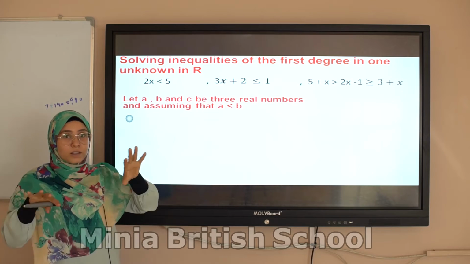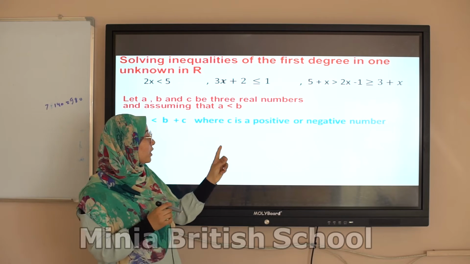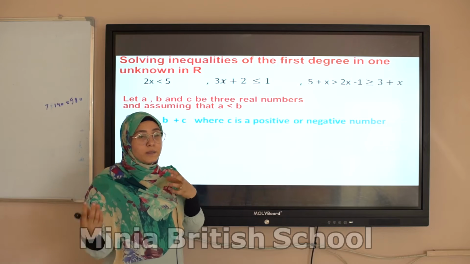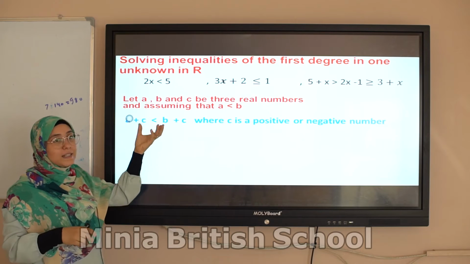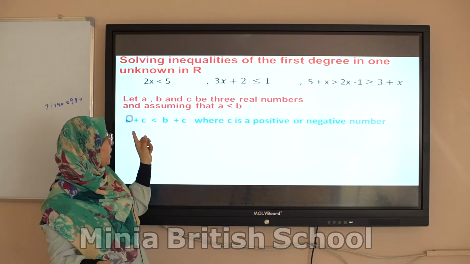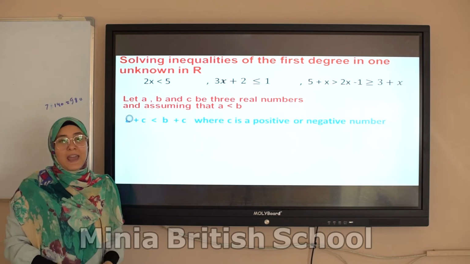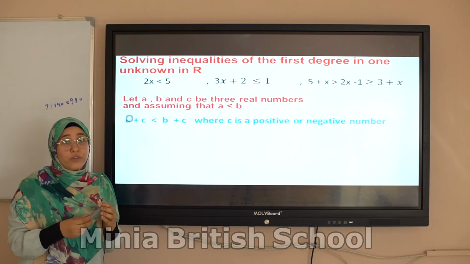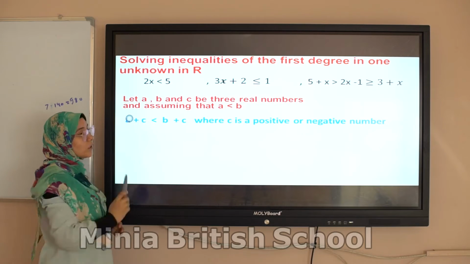And C is a constant number. So the first one, C is a constant number, positive or negative, okay? So A plus C is less than B plus C. We know something here: the sign of the inequality doesn't change. So we can add a constant number to both sides of the inequality without changing the sign of the inequality, okay?